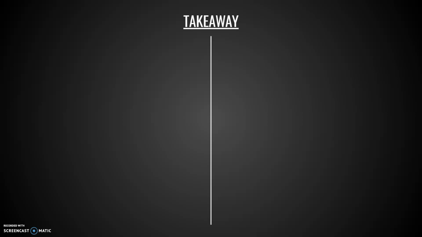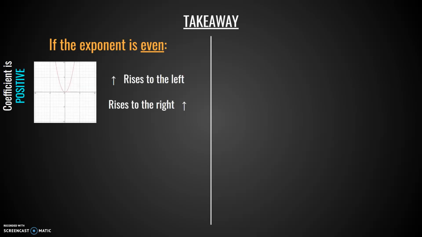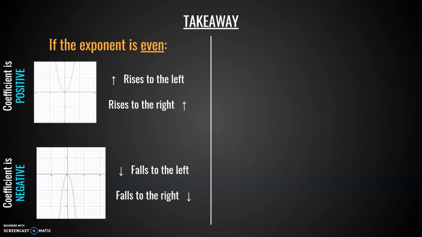Overall, the takeaway rules of the end behavior of polynomials is that the end behaviors of each polynomial are dependent upon the value of the leading coefficient and the exponent. If the exponent is even and the leading coefficient is positive, the graph will rise to the left and rise to the right. If the exponent is even, but the coefficient is negative, the graph will fall to the left and fall to the right.